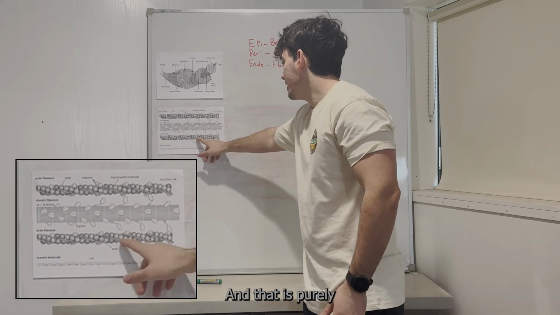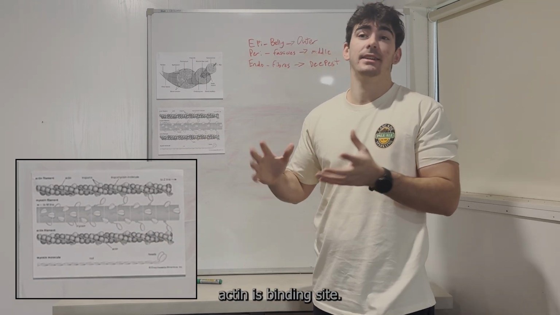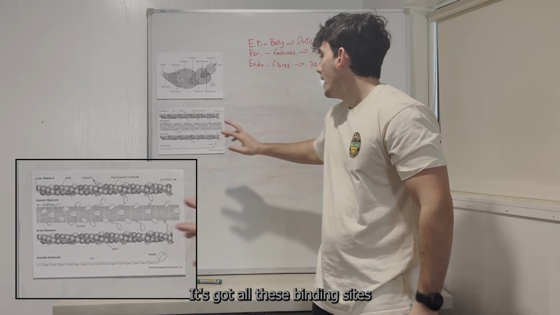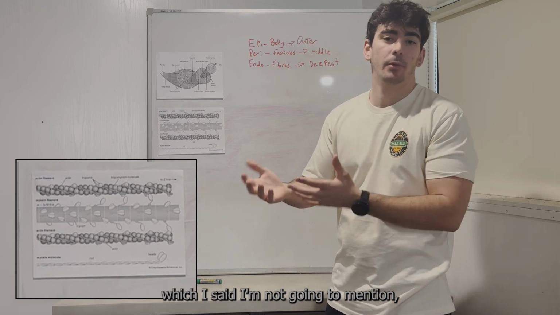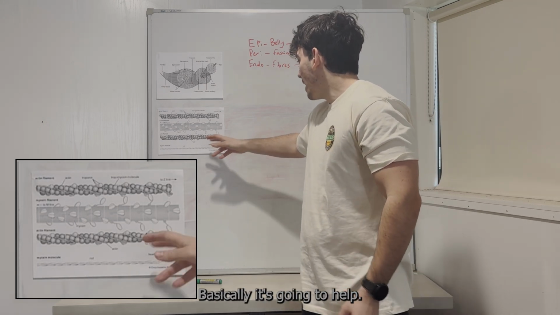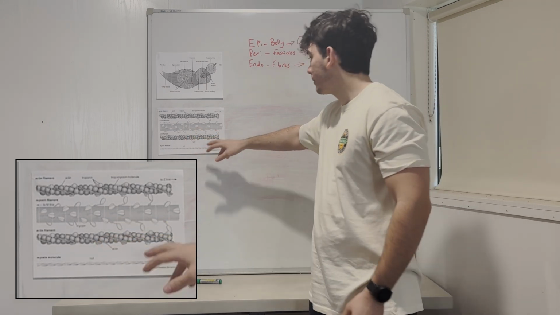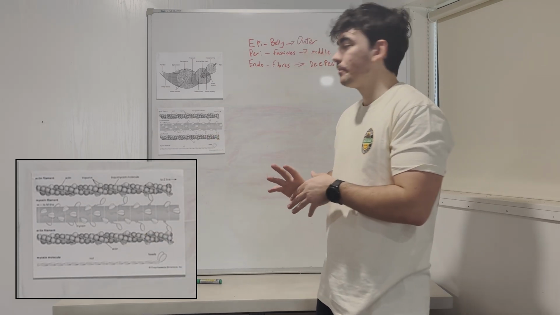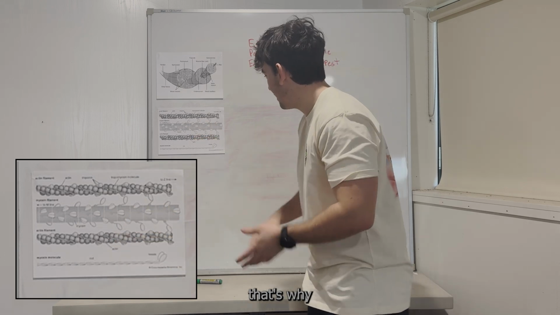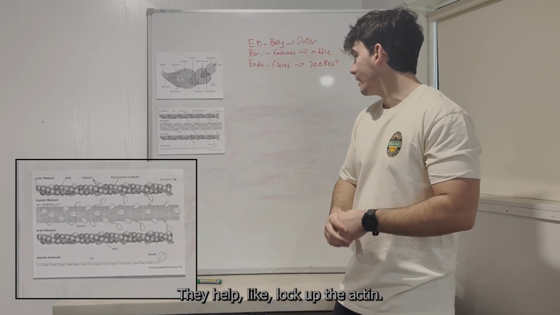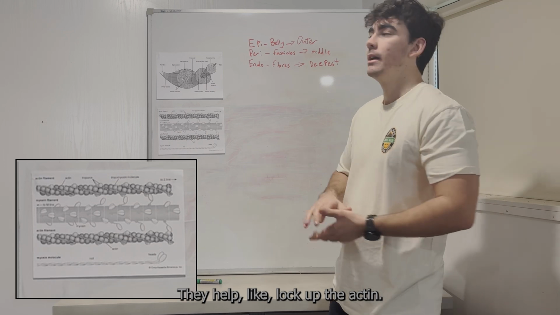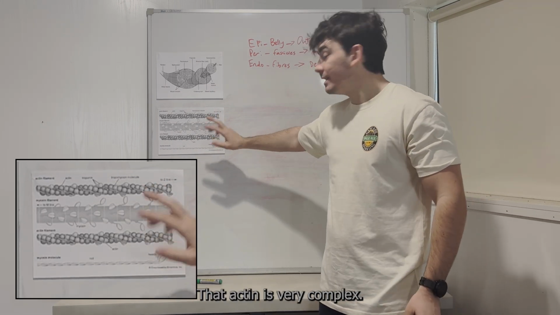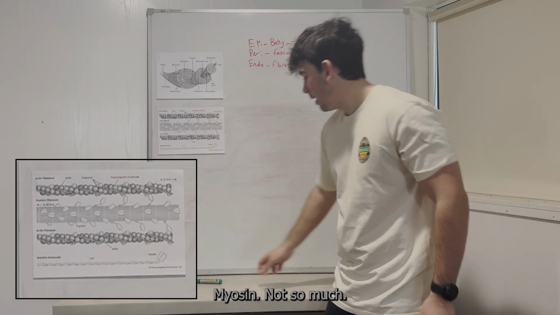So that's great. And that is purely just because actin is the binding site. So it has to be more complex. It's got all these binding sites. And troponin and tropomyosin, which I said I'm not going to mention, but I might just quickly here. Basically, it's going to help prevent binding to actin when it's not necessary. So yeah, and that's why there's these vine thingies there. They help lock up the actin. But I'm not going into that, okay? That's all I want to highlight here. That actin is very complex, myosin not so much.